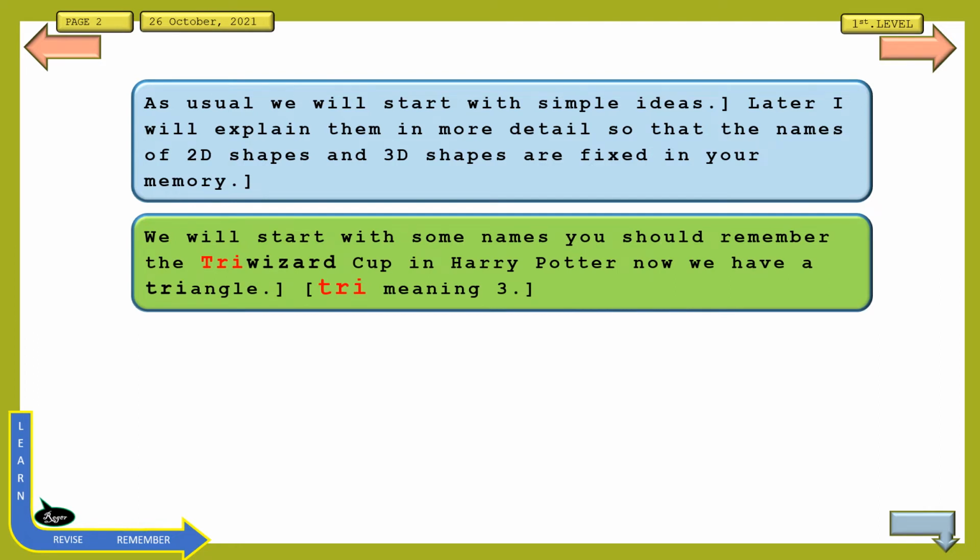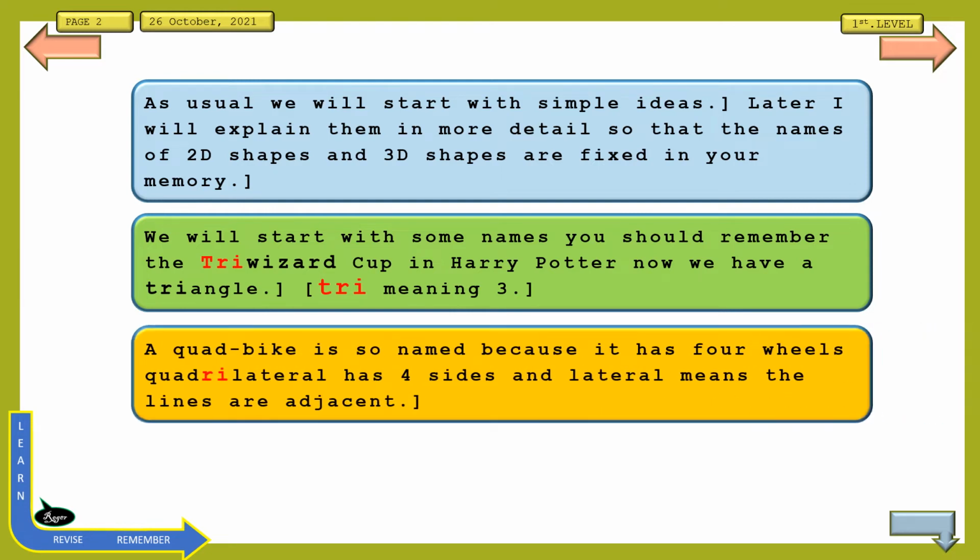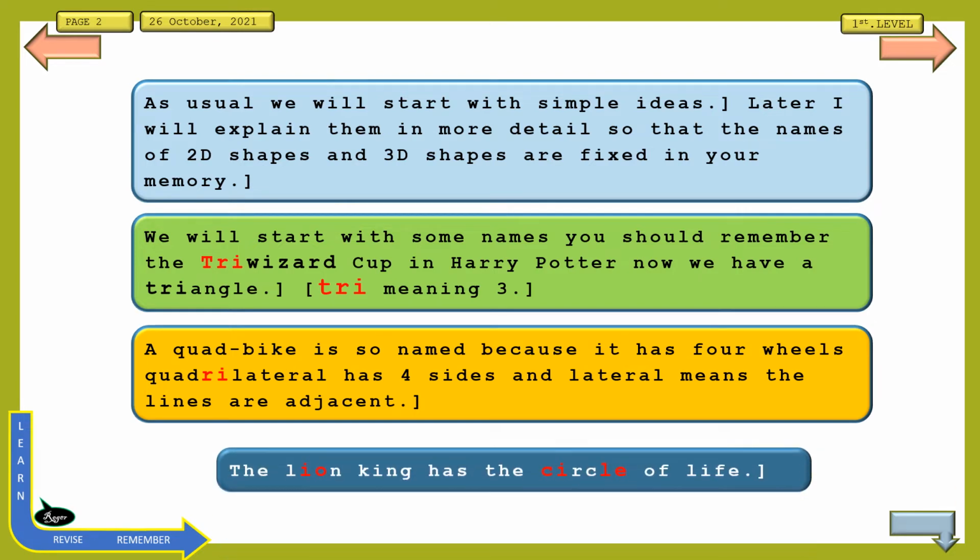The Triwizard Cup in Harry Potter. Now we have a triangle, tri meaning three. A quad bike is so named because it has 4 wheels. A quadrilateral has 4 sides, and the lateral means the lines are adjacent. In The Lion King, we have the circle of life. That explains itself, really.